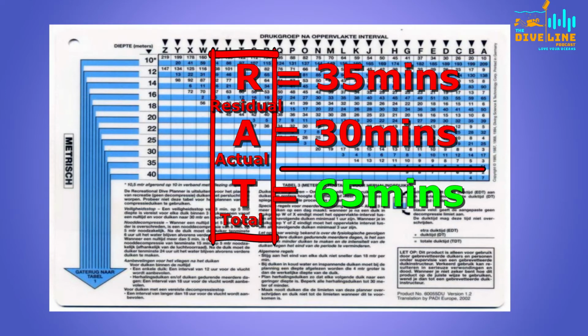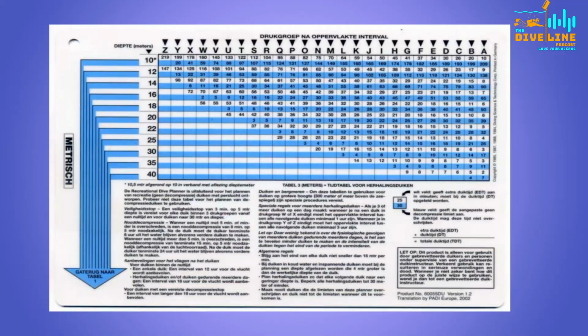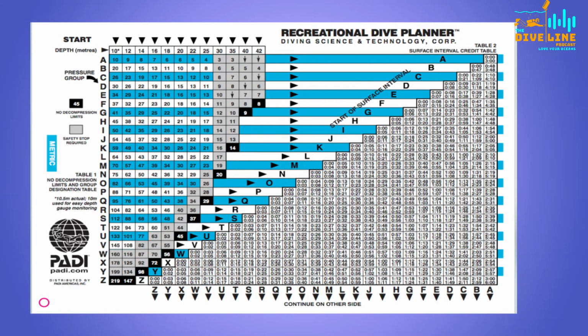So if we turn our RDP back over to page 1, looking at the top, at the depth, so 12 meters, we need to follow that down to 65 minutes. 65 minutes isn't there, so we go to the next one up, which is 66 minutes. And this puts us on pressure group O.